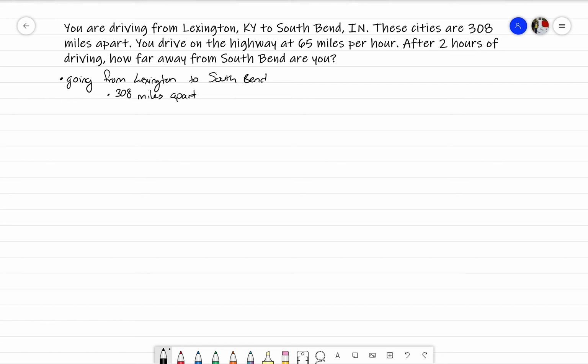Then we're told that we're driving on the highway at 65 miles per hour. So we drive at 65 miles per hour. And then the question asks us, after 2 hours of driving, how far away from South Bend are you? So the question is, after 2 hours, we want to know the distance to South Bend.